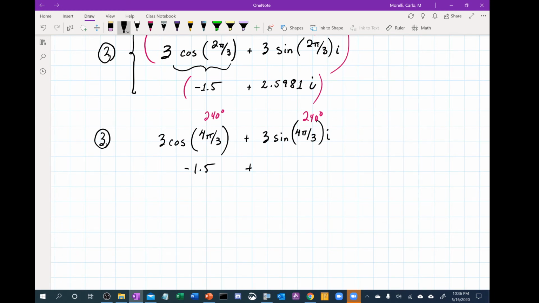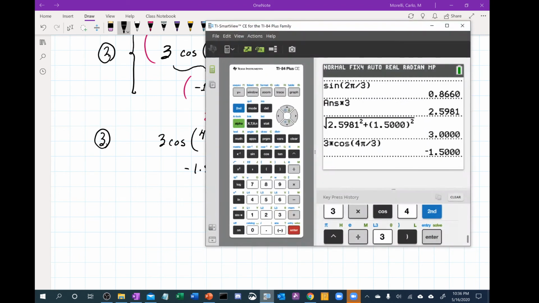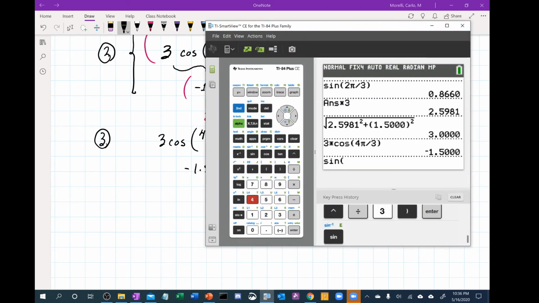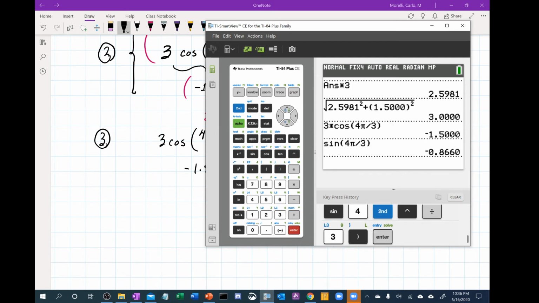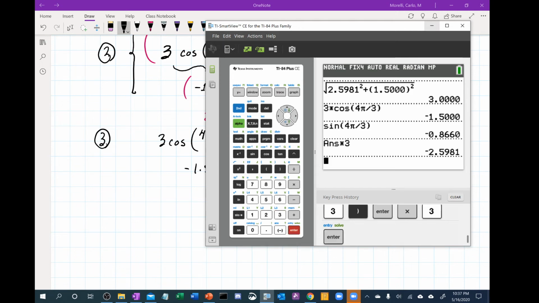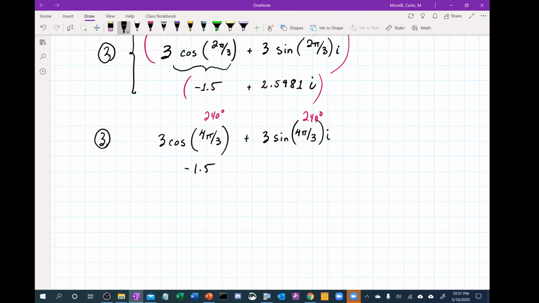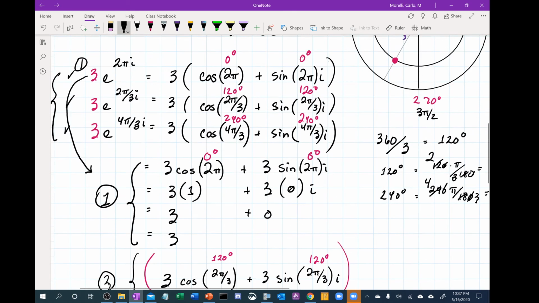Okay, plus, and then we're going to expect this to be negative, right? We expect the sine of 4 pi over 3 to be negative. So now we'll do sine of 4 pi over 3. It better be negative. Negative 0.866. So just the opposite, times 3. Okay, so it's negative 2.5981. This is great. So this is negative 2.5981i. We already figured that the absolute magnitude there is 3.